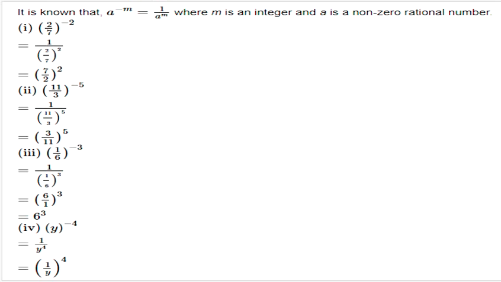Sub-question 2. Write the following numbers using a positive index. Here we are going to use the rule of indices, where we convert the negative index into a positive one by writing its reciprocal. So a raised to minus m is equal to 1 upon a raised to m, where m is an integer and a is a non-zero rational number.